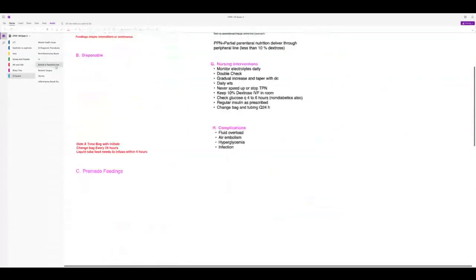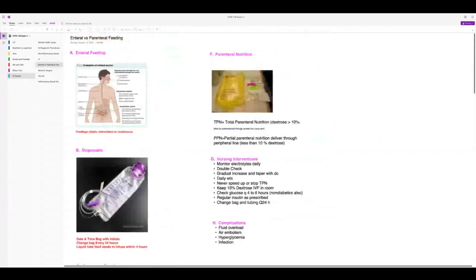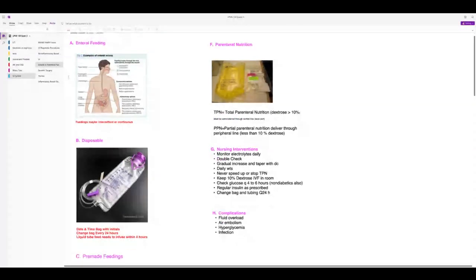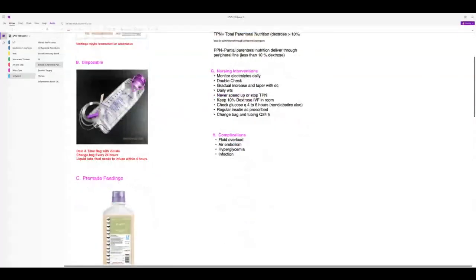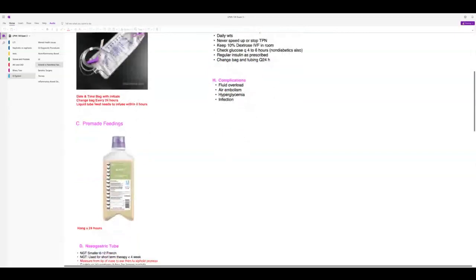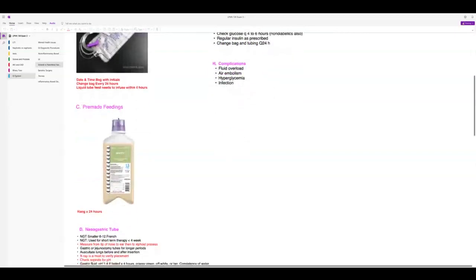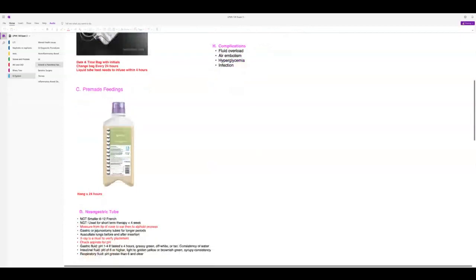So enteral feedings, okay, these can be intermittent or continuous, and you've probably run into this already in fundamentals, but also in clinical. This is a disposable bag. It can only hang for 24 hours. It needs to be changed every 24 hours, I should say. The liquid tube feed that you put inside, you can only put up enough for 4 hours, okay? And this is different than the pre-made feedings like Jevity, that have the tubing that comes with it, and it's a closed system, so you can hang this for 24 hours.